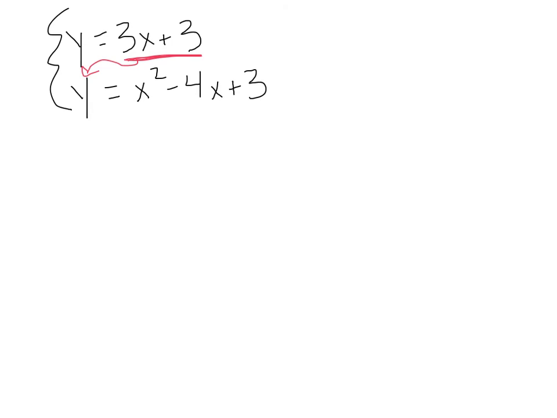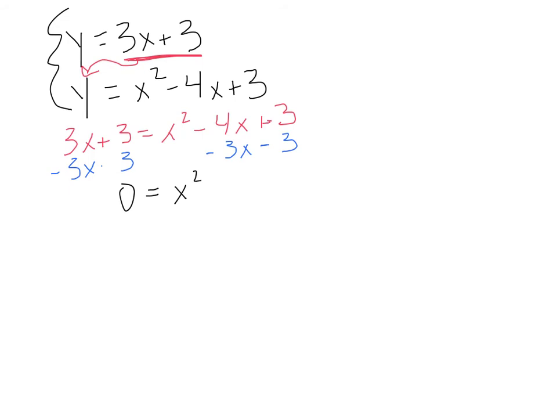for y. That means we have 3x plus 3 equals x squared minus 4x plus 3. So we have another quadratic. We need to get equals 0. So to get equals 0, we can subtract 3x and subtract 3 from that side. On the other side, I'm also going to subtract 3x and subtract 3. So we end up with the equation 0 equals x squared minus 7x.